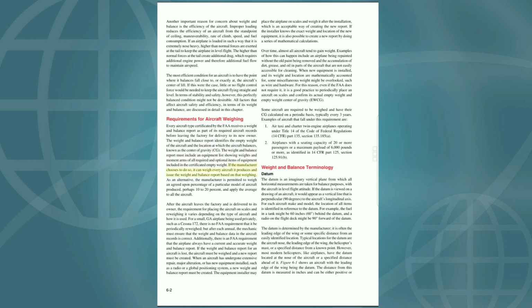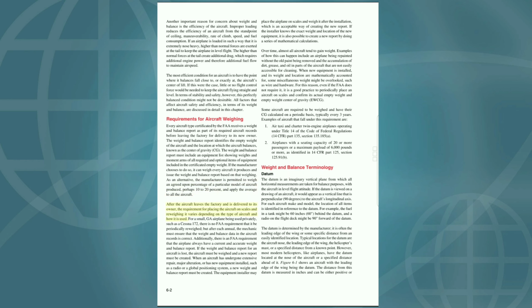If the manufacturer chooses to do so, it can weigh every aircraft it produces and issue the weight and balance report based on that weighing. As an alternative, the manufacturer is permitted to weigh an agreed-upon percentage of a particular model of aircraft produced, perhaps 10 to 20%, and apply the average to all the aircraft.